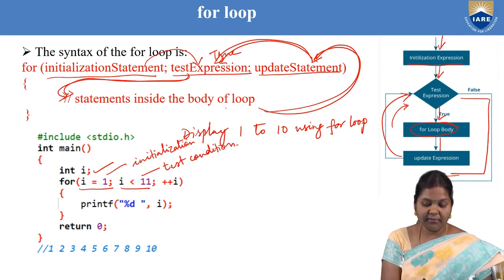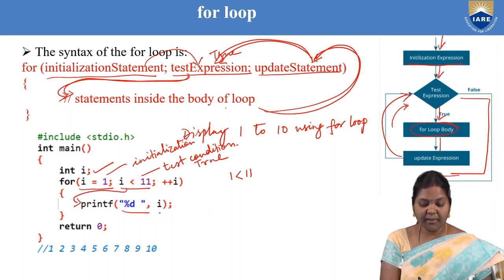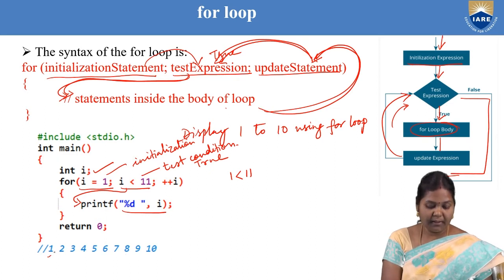So what is the condition? The value of I is 1, and 1 is less than 11. Yes, it is true. If the condition is true, then it will execute the body of the statement. What is there in the body? To display the value of I. Print I, so 1 will be displayed.